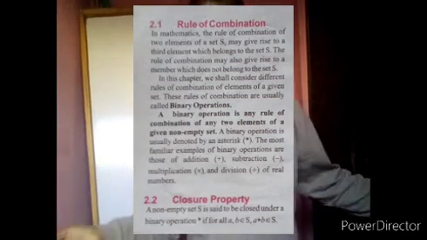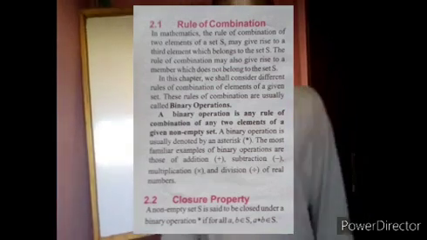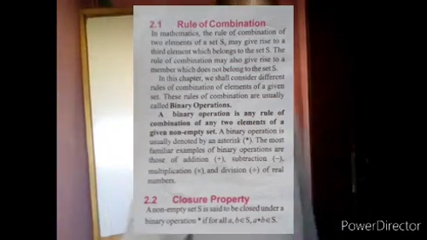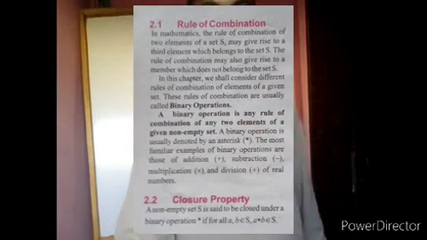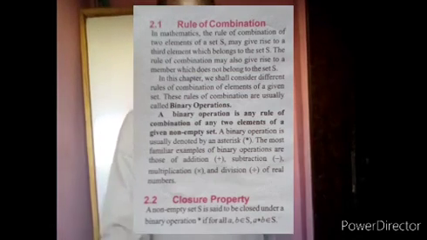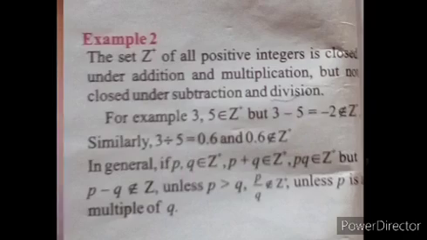So that is non-closure. Now, that concept is one that I hope you are able to understand. Now let's move on to some examples on binary operations. The first example we'll be dealing with is the set Z of all positive integers, which is closed under addition and multiplication, but not closed under subtraction and division.